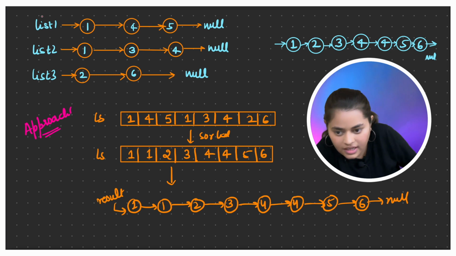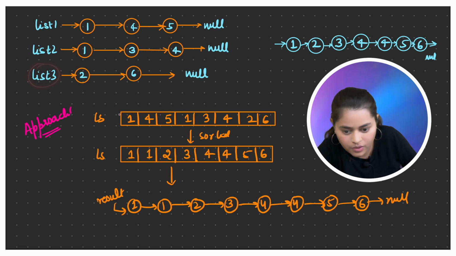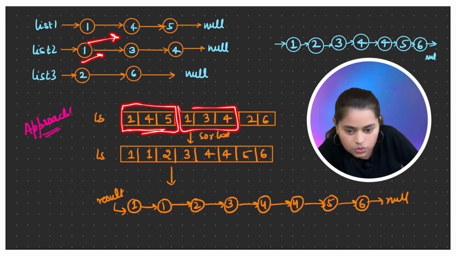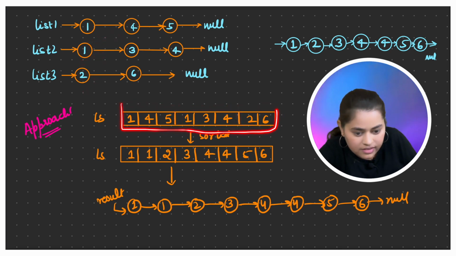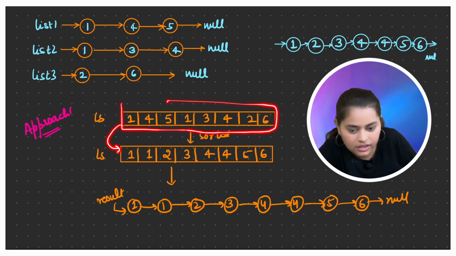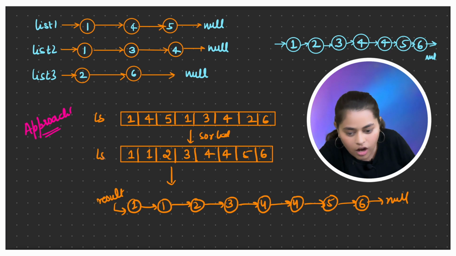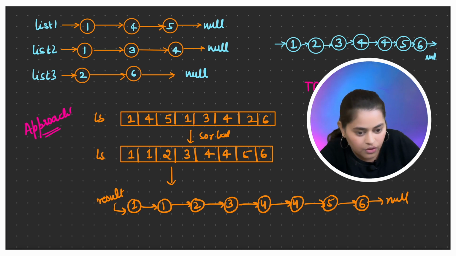What I am saying is, I'll traverse list 1, list 2 and list 3. I'll store the content of each list: 1, 4, 5 for list 1, 1, 3, 4 for list 2 and 2, 6 for list 3. After creating this list, I'll sort it. The sorted content will become this, and from this sorted list I'll create a linked list. So what will be the time complexity and space complexity for this approach?